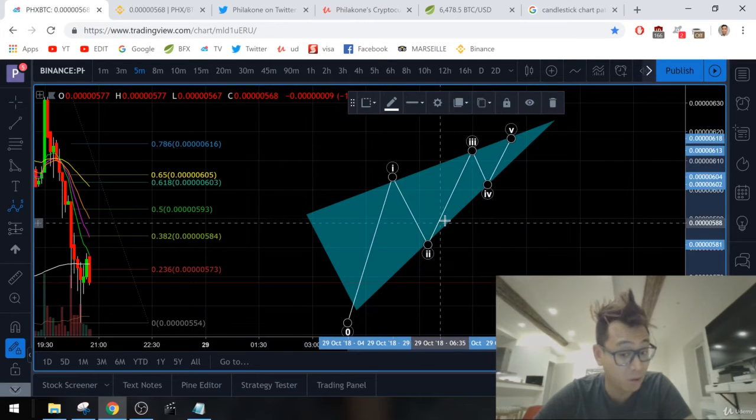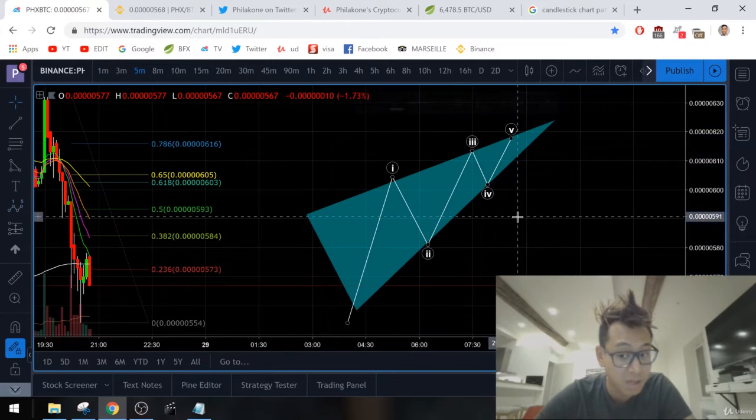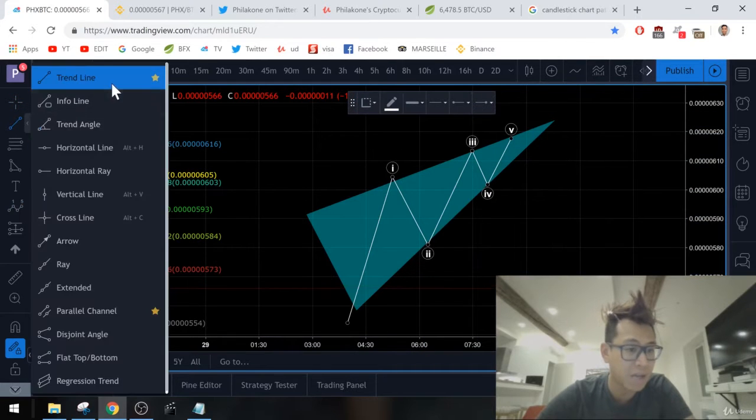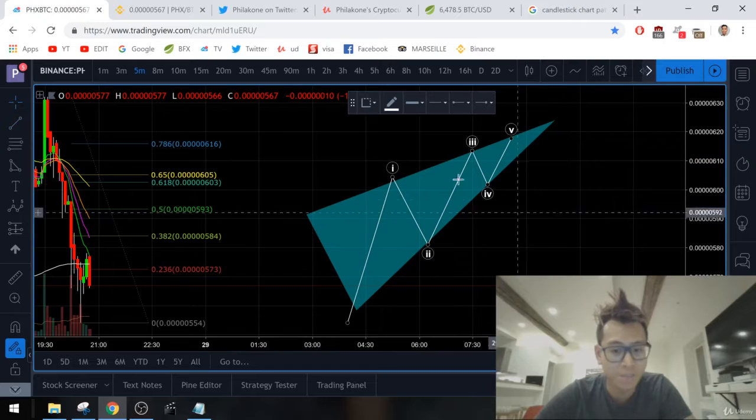Yes, the third wave could be shorter than the first wave in these diagonals. We're going to go over that in high detail as well. And these ones tend to break down to the downside, right? So some basic patterns like that.